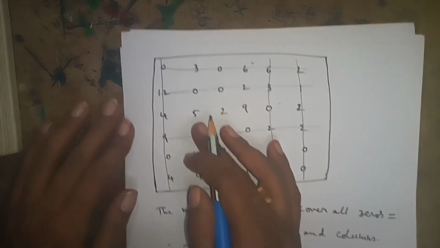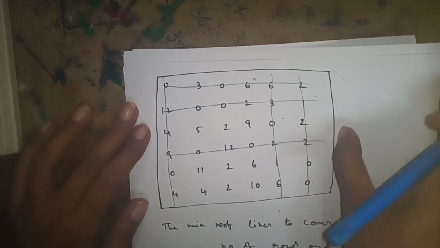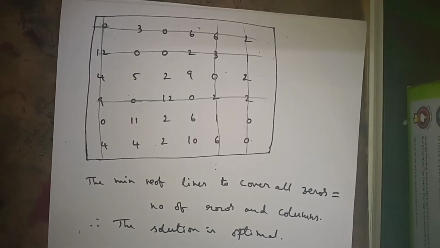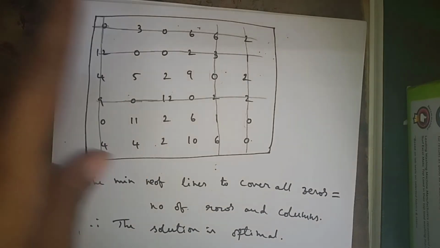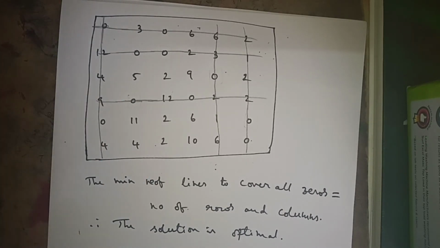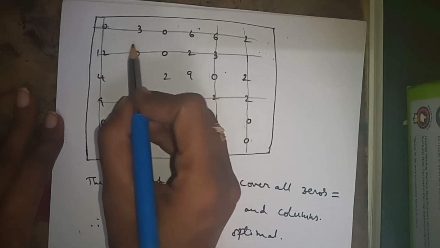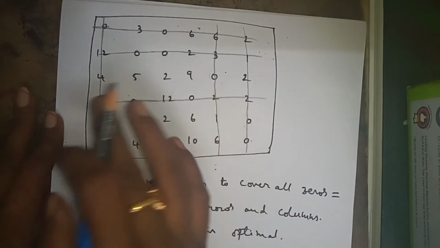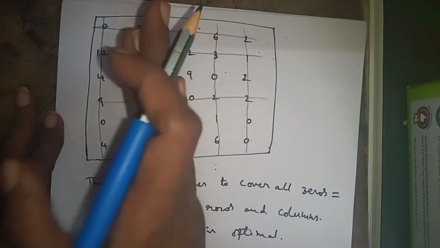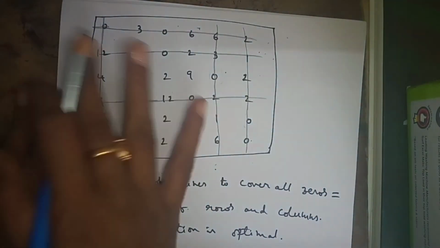Now, you have to put one box on the zeros. To find the optimal solution, we have to draw boxes on the zeros in such a way that there should be only one box in each row and each column. Any column or any row, only one box should be there. In such a way, we have to draw boxes on the zeros.